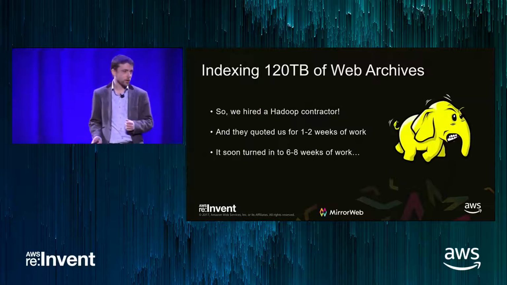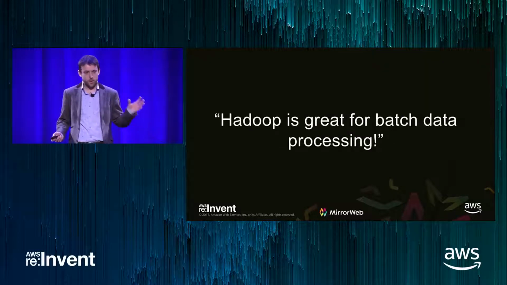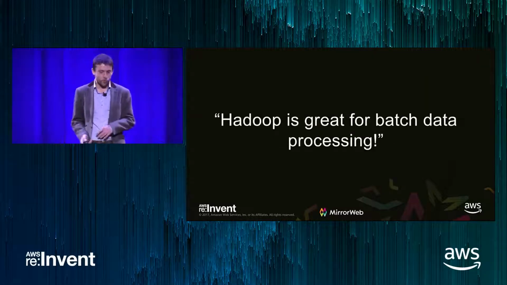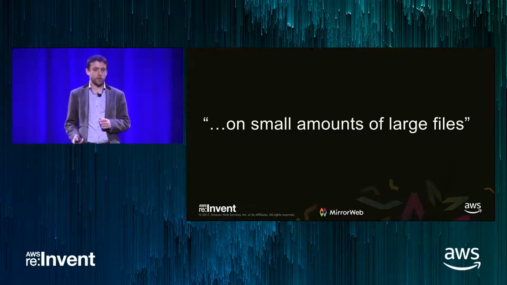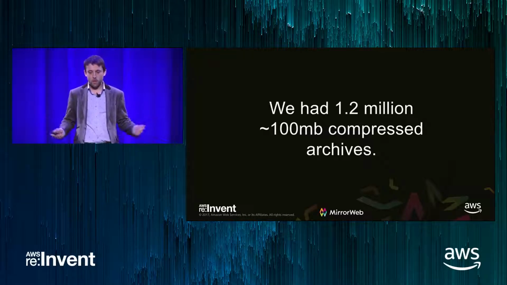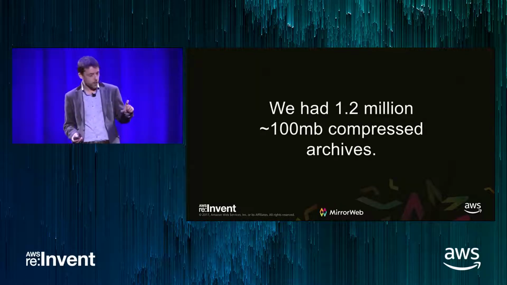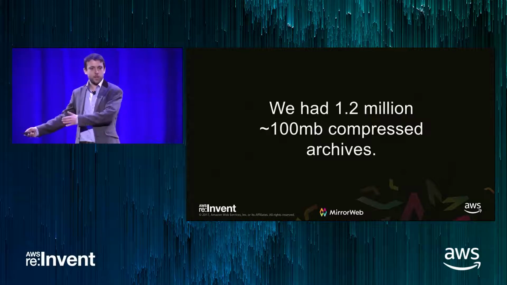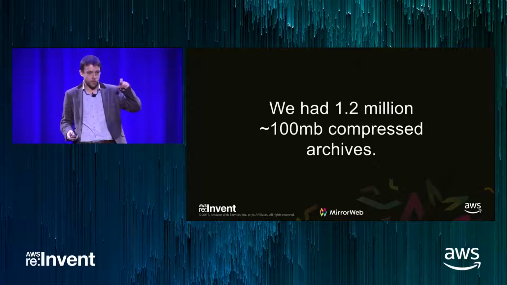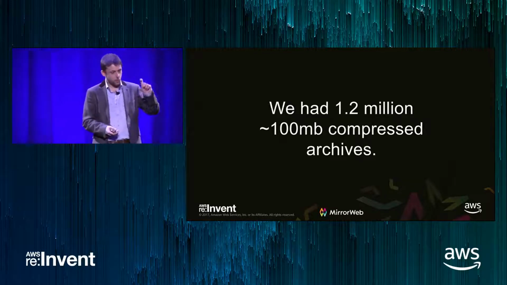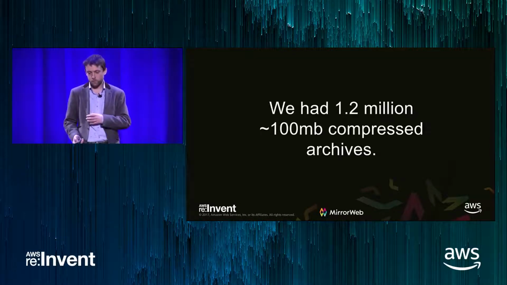However, 2 weeks later, they told us it's going to take 6 to 8 weeks. Why is this? It turned out we didn't realize that while Hadoop is great for batch data processing on small amounts of large files, this is the small file problem. We had 1.2 million 100 megabyte files, and not only that, they were gzip chunks files. So we had to move the whole data set from S3 into the HDFS to process it. We couldn't read directly from S3 just because the nature of each file had to be uncompressed. And with a WARC, we only want certain parts of it to be extracted. We don't need the whole file if we've filtered it down.